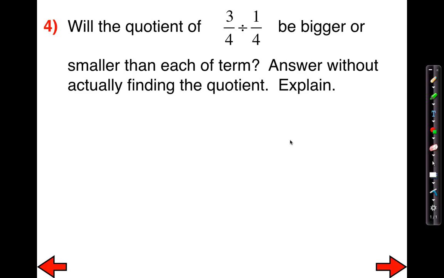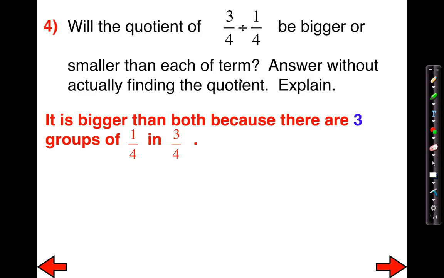Okay, now let's take a look at some division problems. For number 4, it says, will the quotient of 3/4 divided by 1/4 be bigger or smaller than each of the terms? Answer without actually finding the quotient. Well, division is basically checking how many of the divisors could fit into your dividend: how many 1/4 will fit into 3/4. Of course, I expect it to be larger, because I would expect there to be 3 1/4 to fit into 3/4. So I definitely know that this is going to be greater than both of them.